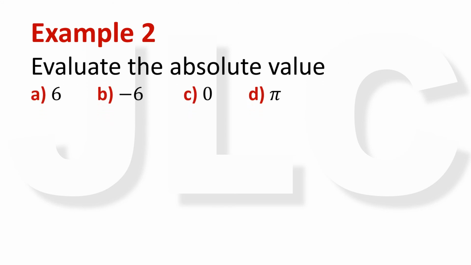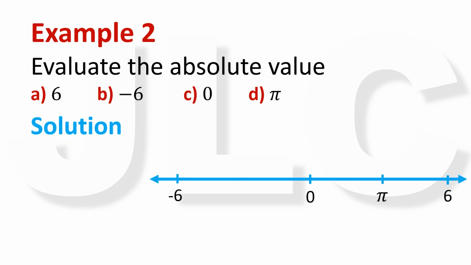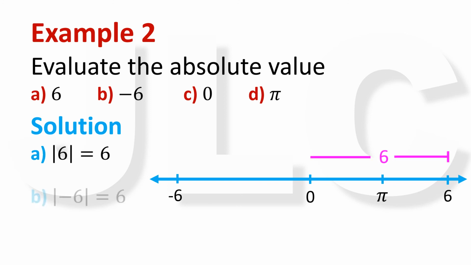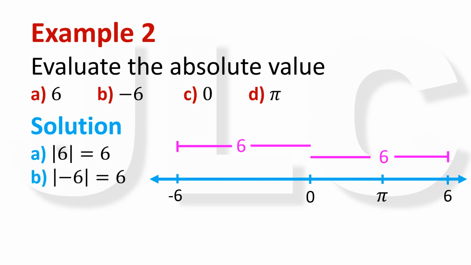Example 2. Evaluate the absolute value of the following real numbers. Referring to the number line and from the definition, the absolute value of 6 is 6. The absolute value of negative 6 is 6. The absolute value of 0 is 0. And the absolute value of pi is pi.